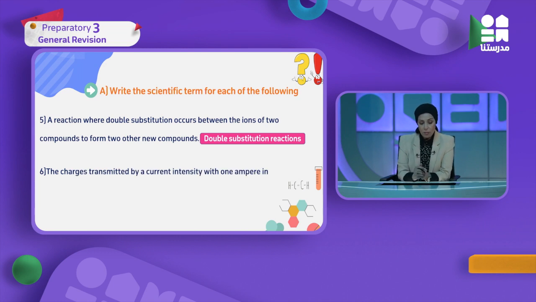A charge is transmitted by a current intensity of 1 ampere in 1 second. What is the name of this charge transmitted by a current of 1 ampere in 1 second? You know it? Yes of course, it's the coulomb. The quantity of electric charge is called coulomb.